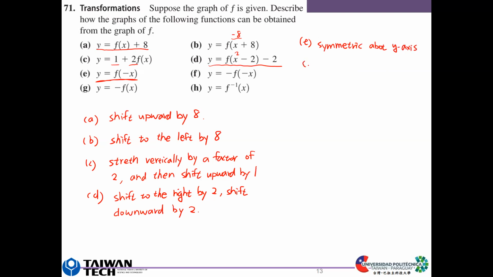And problem F. Since x becomes minus x and there's a minus on y here, it is symmetric about the y-axis and also the x-axis. Symmetric about the y-axis and then the x-axis.